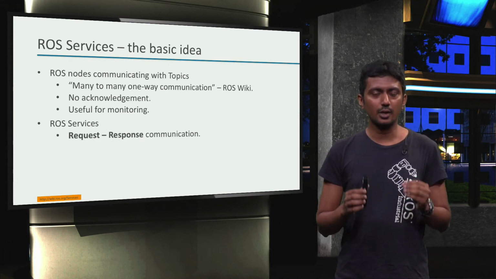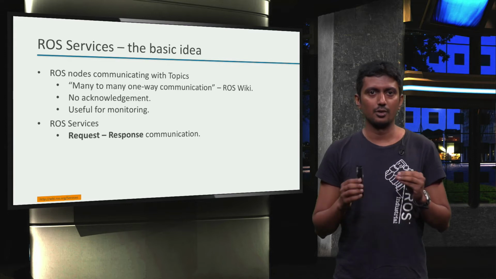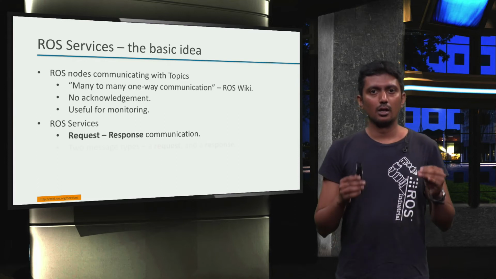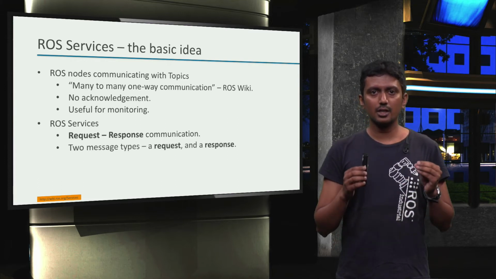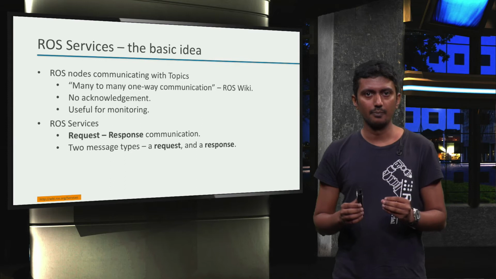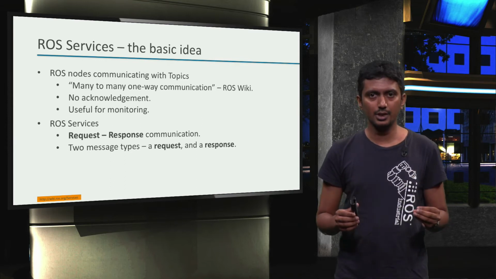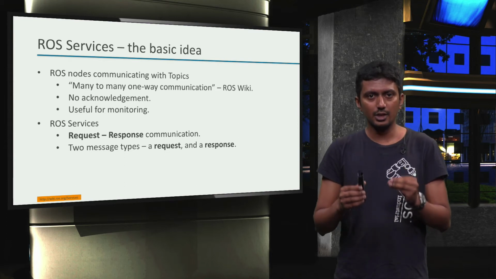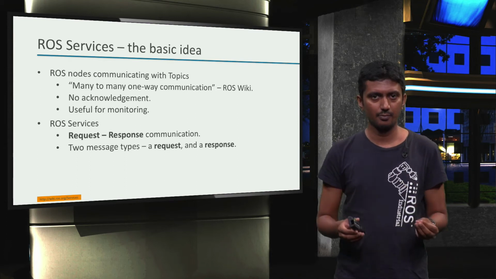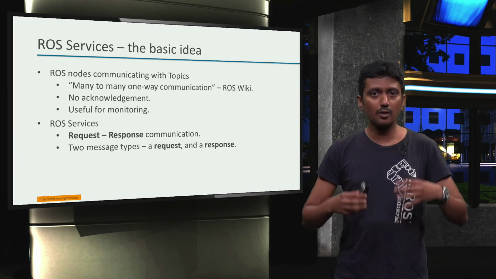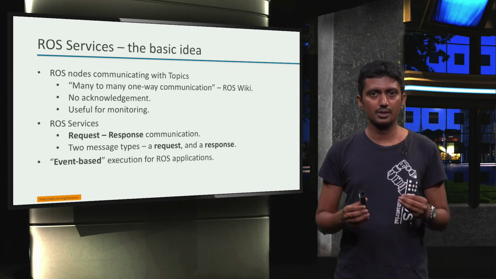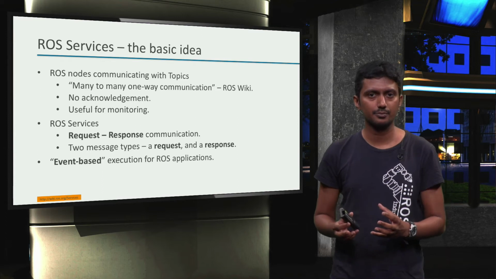They provide a request-response communication, and a ROS service is defined by using two ROS message types: a request message type and a response message type. For example, in the static manipulation scene analogy, the request message type would consist of a command to the camera to trigger a snapshot of the scene, and the response message will be one image of the scene. In a broader sense, ROS services are the gateway to event-based execution in ROS applications.